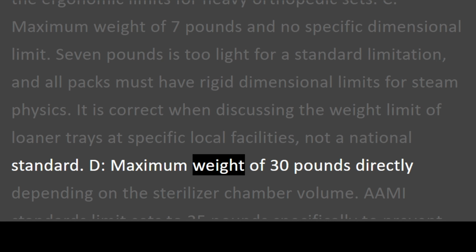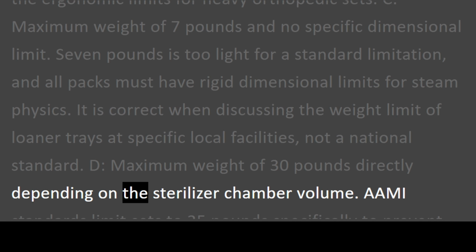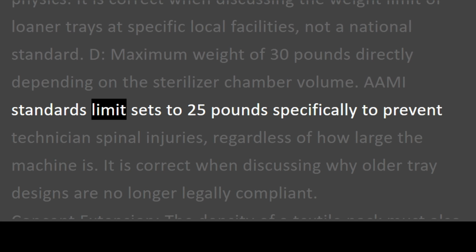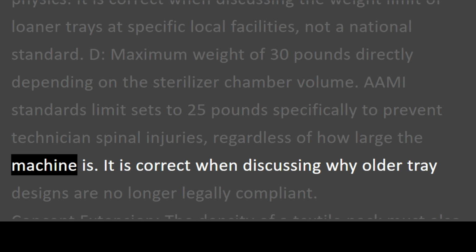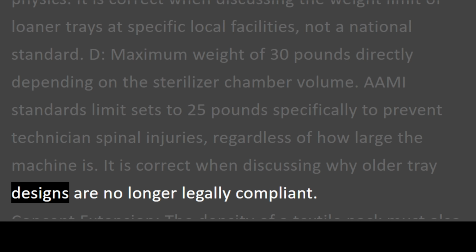D. Maximum weight of 30 pounds directly depending on the sterilizer chamber volume. AAMI standards limit sets to 25 pounds specifically to prevent technician spinal injuries, regardless of how large the machine is. It is correct when discussing why older tray designs are no longer legally compliant.